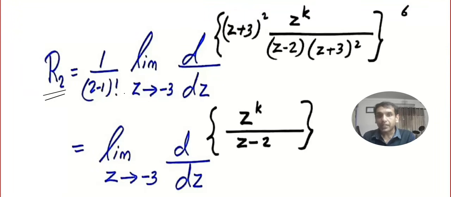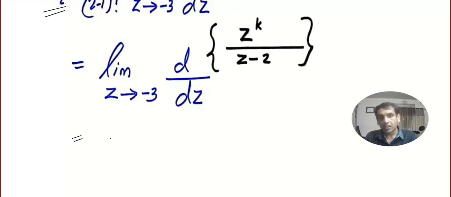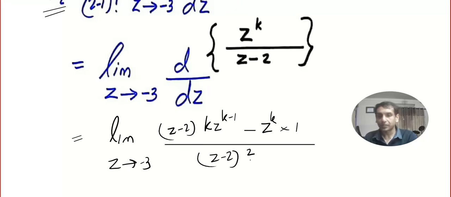So I applied the formula: 1 by order minus 1 factorial, differentiate order minus 1 times the same thing. Now I have to do differentiation. So limit Z tends to minus 3. What's the derivative of this stuff? Denominator times k Z power k minus 1 minus numerator multiplied by 1, the whole divided by Z minus 2 the whole square.